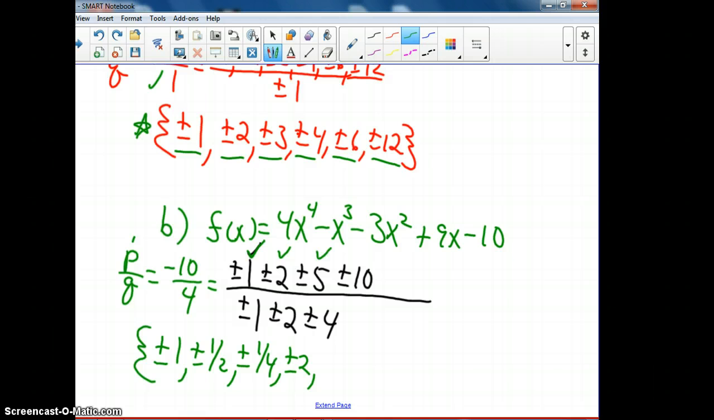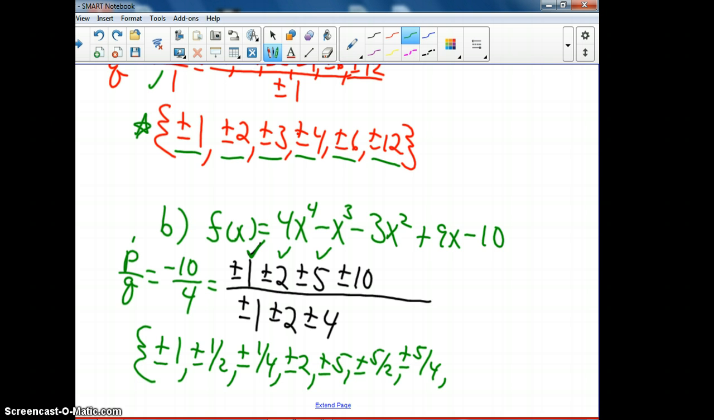Okay, let's go to 5. 5 over 1 gives you 5. We've got to write that one down. 5 over 2 gives you 5/2. Right, we've got to use fractions on this. 5/2. Okay, 5 over 4 gives you 5/4. Okay, so 5/4 is a possible answer. Okay, so we got the 5 taken care of.